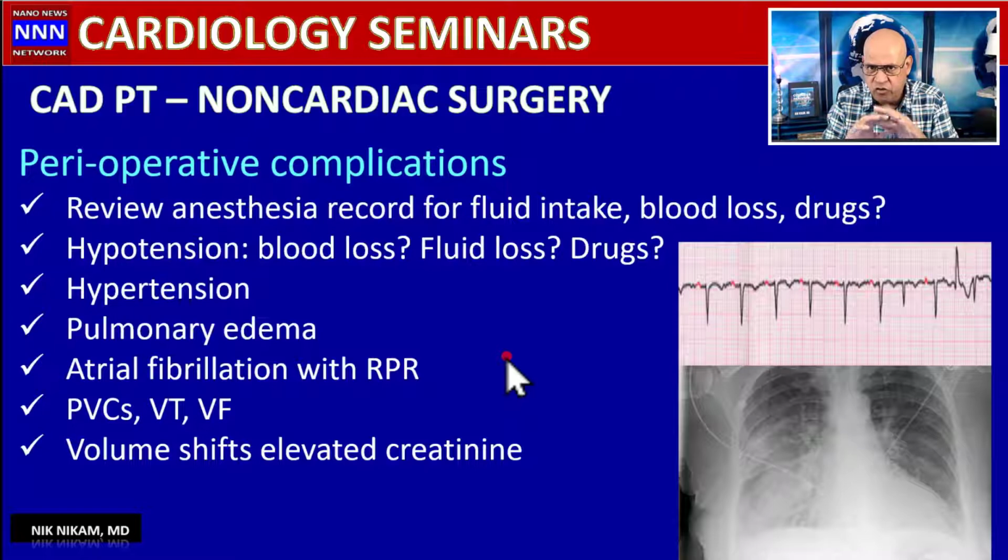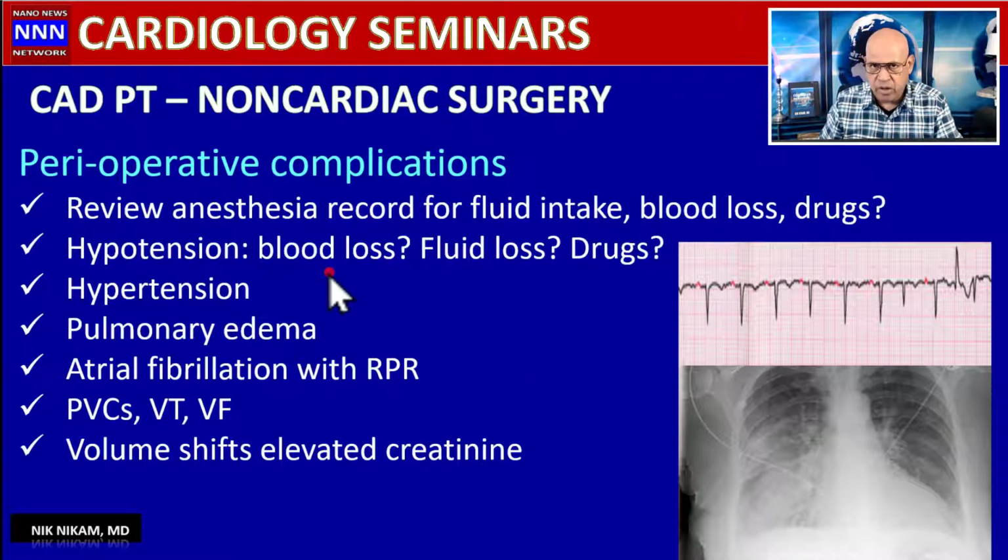So pay attention to the anesthesia record or the operative notes. How much fluid was given? How much blood loss was there? What kind of arrhythmias did they have? How long did the patient have hypotension? All these things add up. If the patient had hypotension, they could have developed myocardial ischemia or even STEMI, or they could have developed renal insufficiency. These things play a significant role in the post-operative phase.